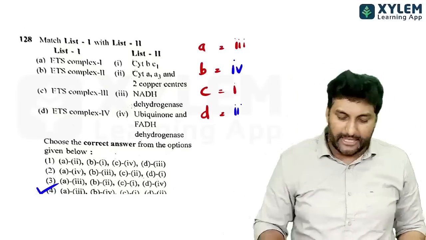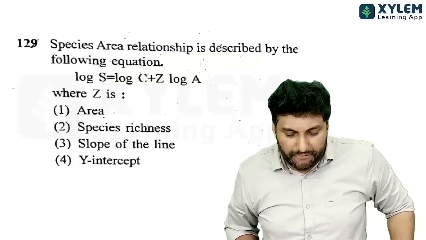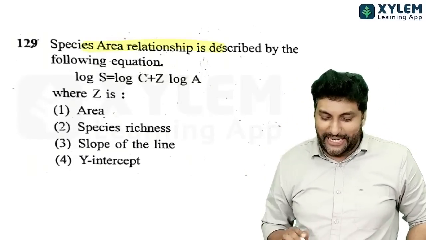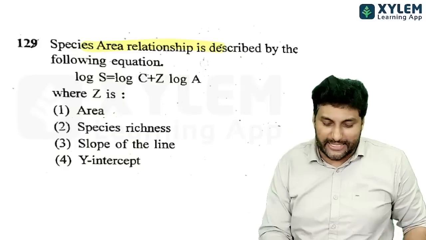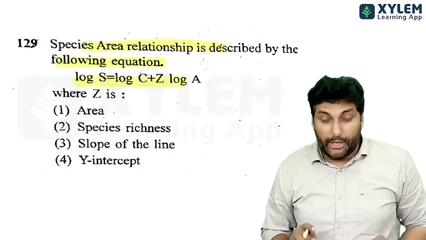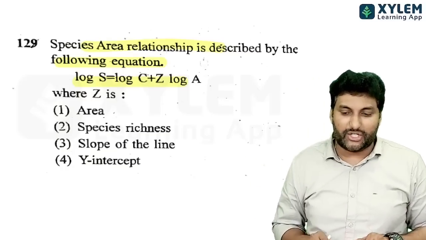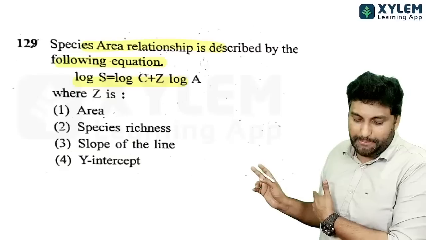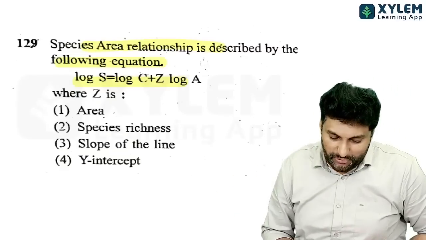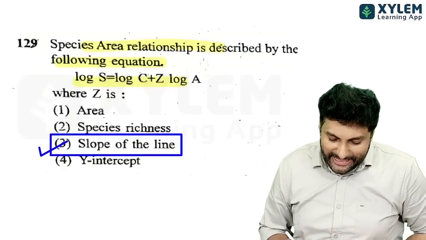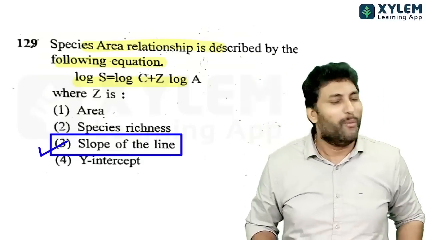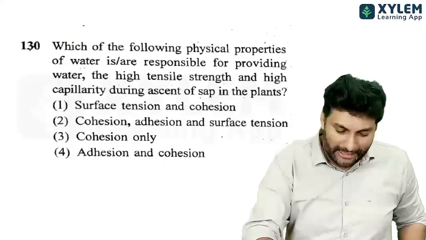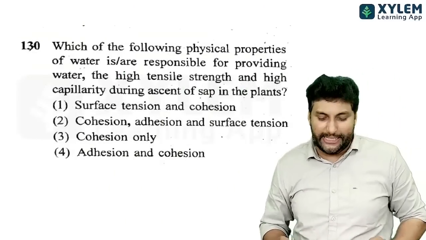Okay, that's clear. Let's move to 129. The question is from biodiversity and conservation. We can see that the species area relationship is described by the following equation. We have studied the graphical representation of the species area relationship, where the Y intercept is given. So the right choice will be slope of the line. Very easy question directly from the graphical representation. Let's move to the 130th question.